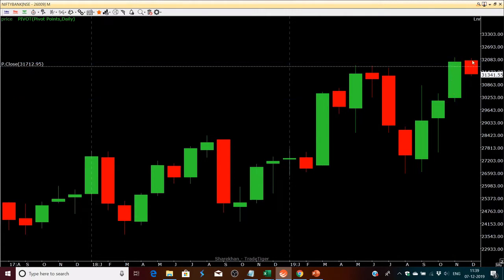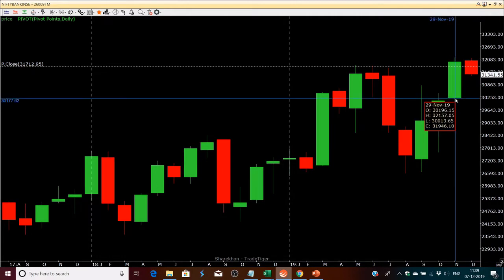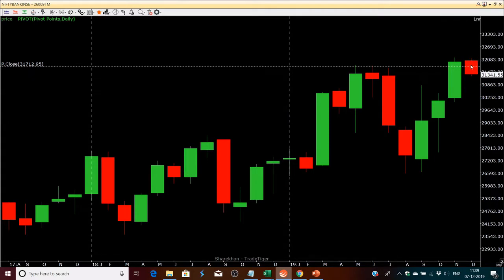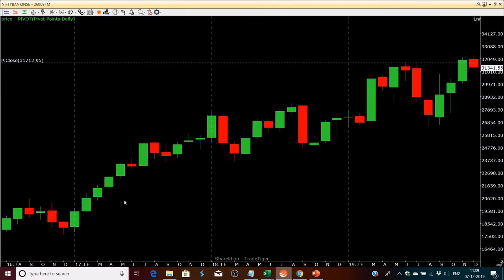Now when will the trend change here? The trend will change only when it crosses this open. So this month is still going on, this is the December candle. If this month it breaks this low, then the trend will change on a monthly time frame. Okay, so this is clear, I hope.